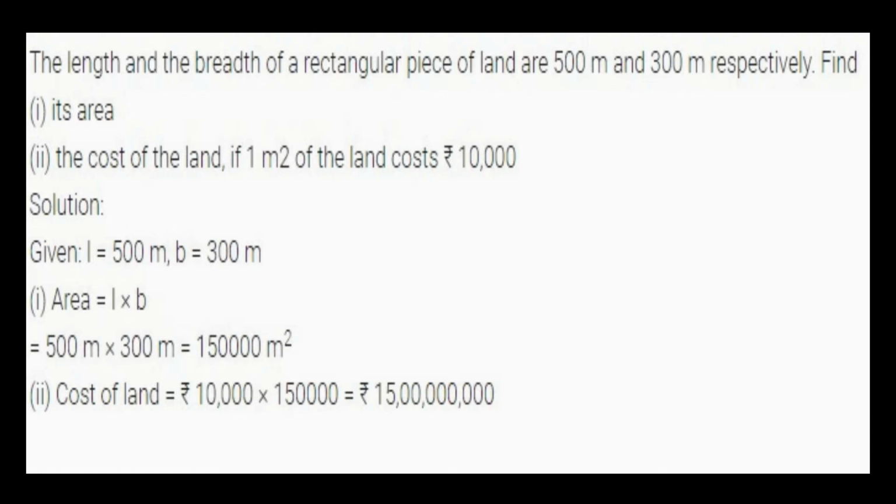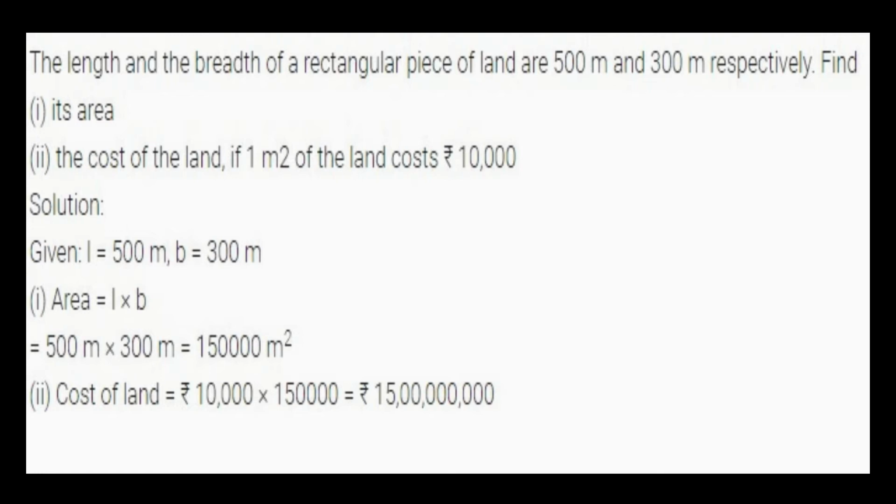The formula is area equals length into breadth. Length is given, breadth is given, so we just multiply the 500 meter with the 300 meter, and what we get is 1,50,000, right? 1,50,000 meters square.